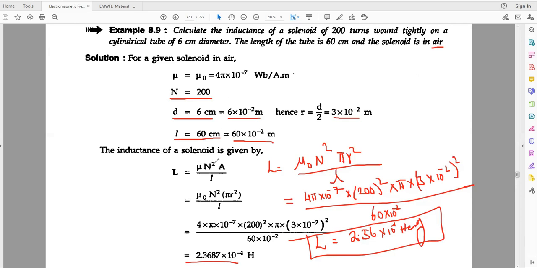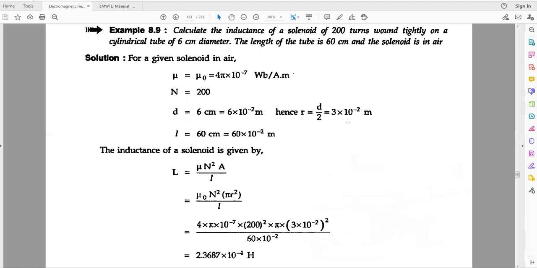So by using this formula, L is equal to mu n square A by L. Here you can remember that the diameter and the length are given in centimeters, and mu is in Weber per ampere meter. So you can convert these centimeters into meters, then you will get the L. Got it, my students?